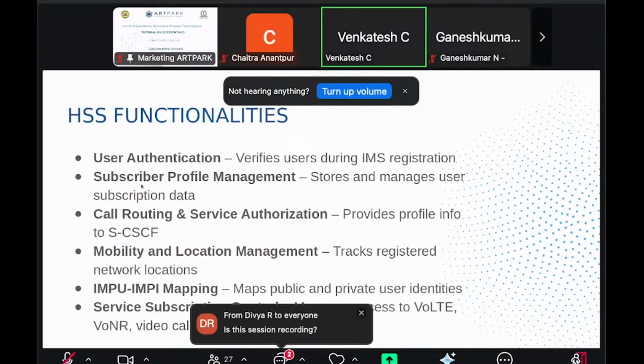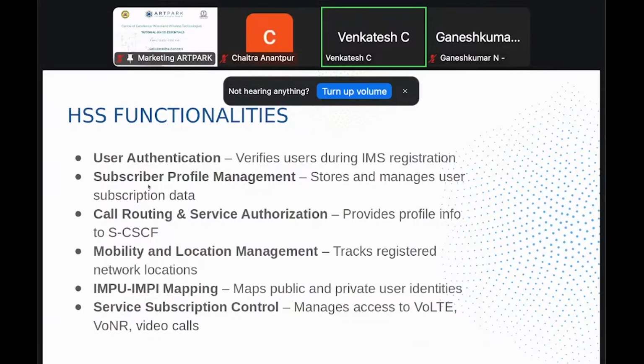Then subscriber profile management. It stores and manages the user subscription data and determines which IMS services a subscriber can access. And call routing and service authorization. It provides the user profile information to the SCSF for call routing, and it ensures that only authorized services are provided to subscribers.